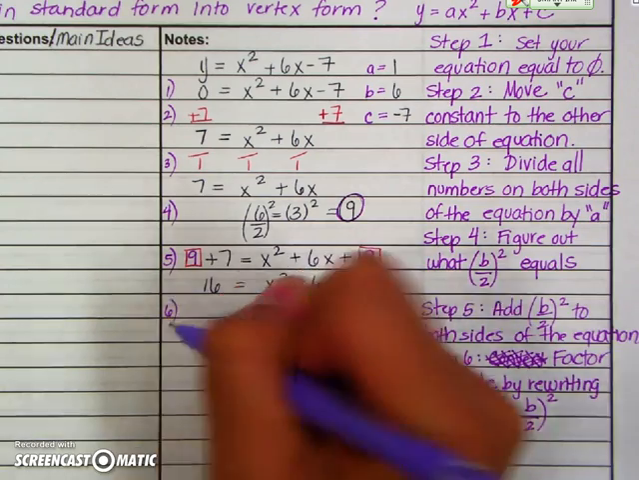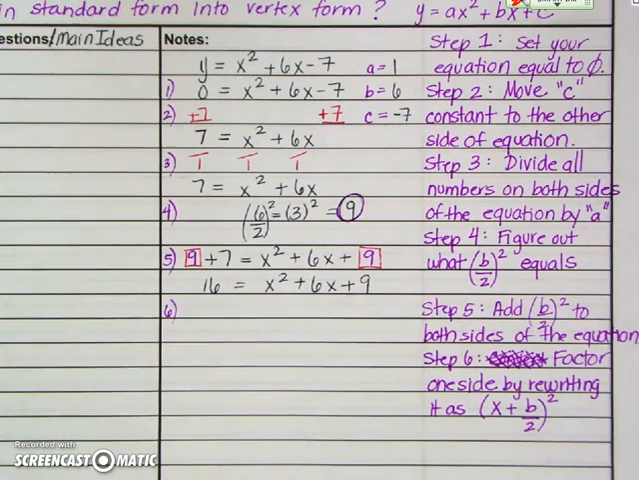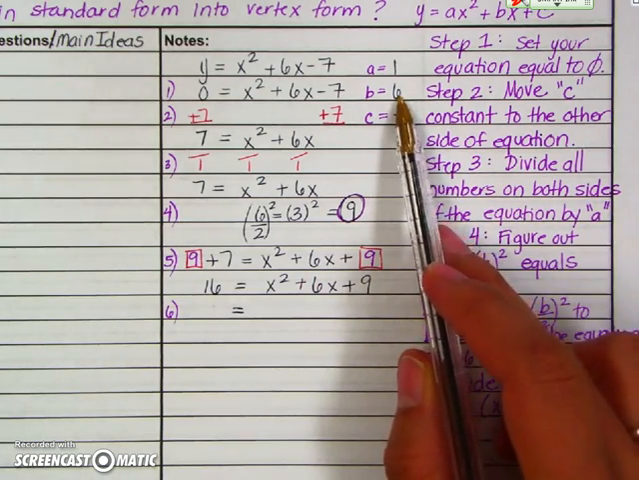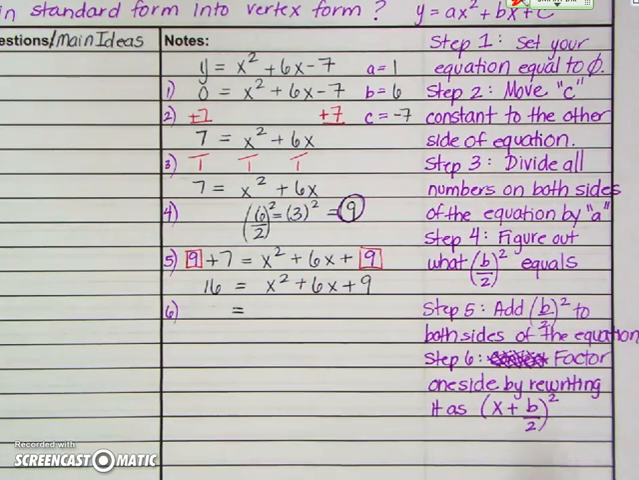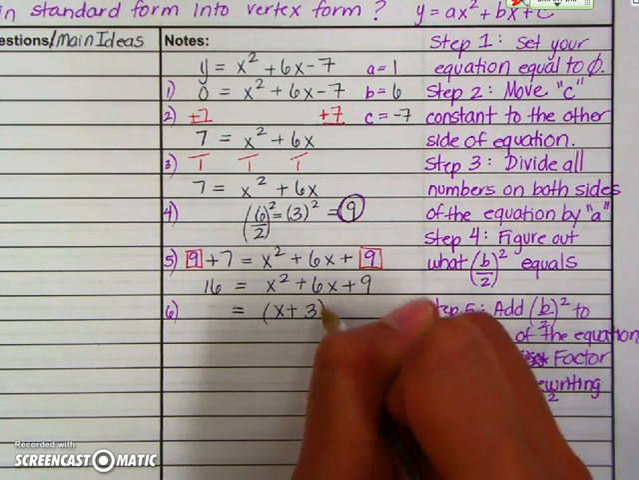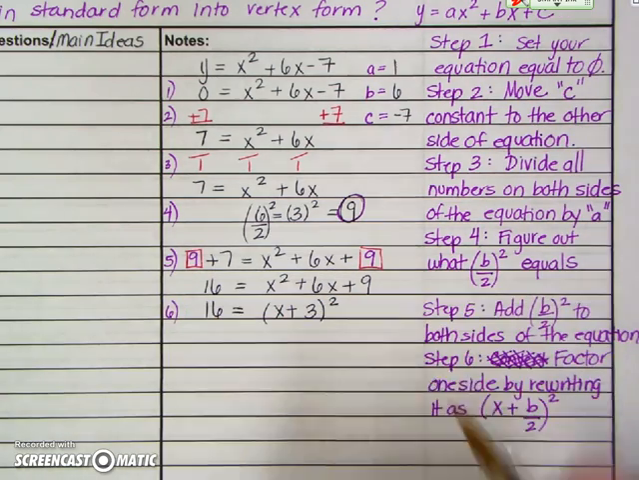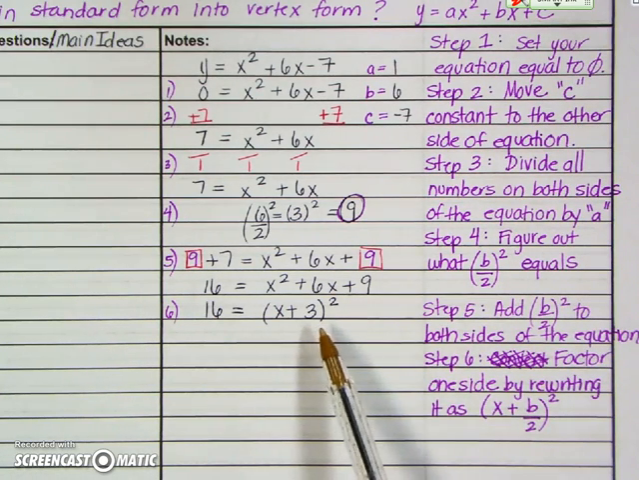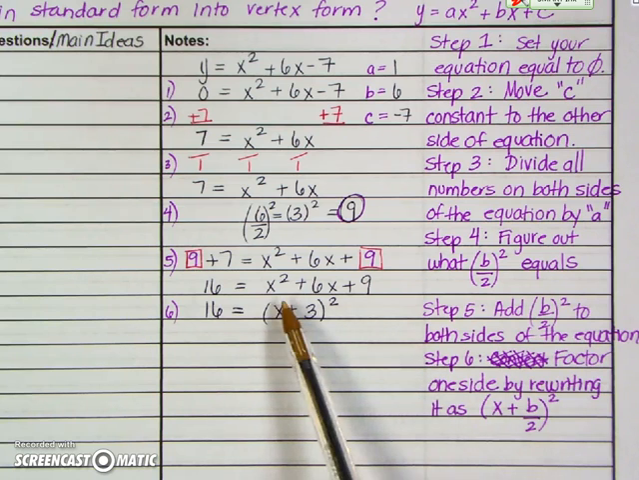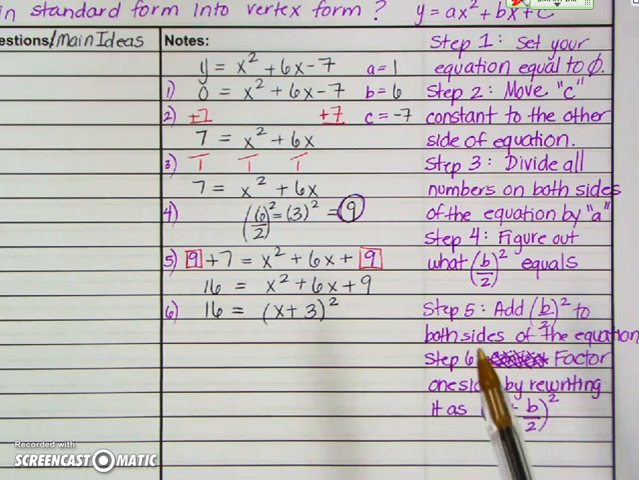So what is b divided by 2? Remember what b is? It's 6. So 6 divided by 2 is 3. So you really have x plus 3 squared. And x plus 3 squared, which is what we were practicing today, is when you multiply x plus 3 times x plus 3. When you simplify, you'll end up getting x squared plus 6x plus 9.